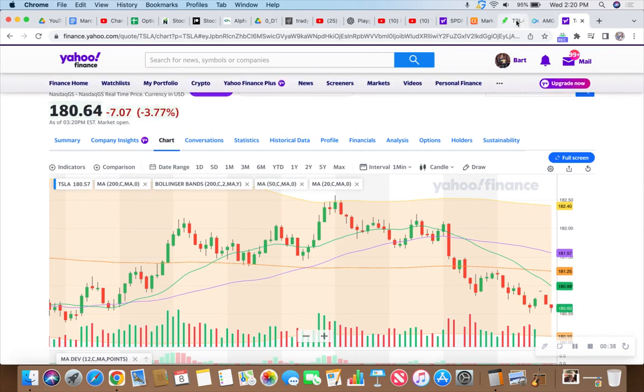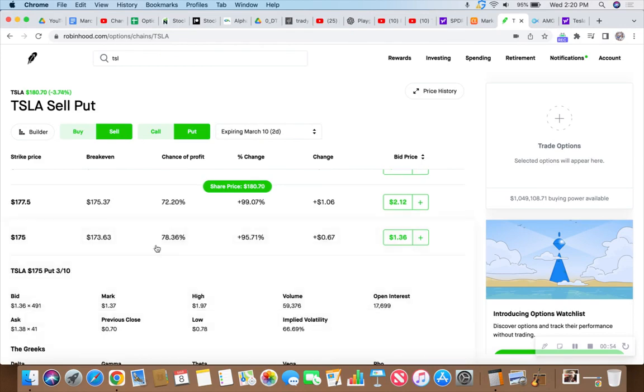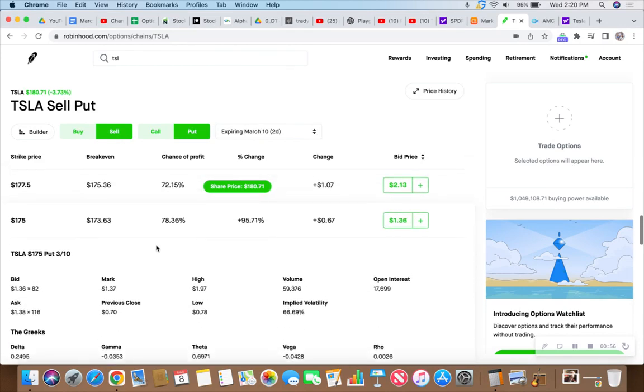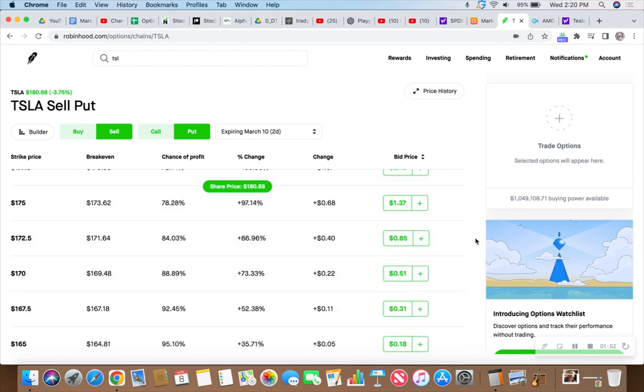I was thinking about making a risky trade on the Tesla. Sell a put expiring March 10th. That's only 2 days away, right here at 175. So it's a 25 delta. Oh, it ticked at 24. That's our limit. You better get in on this.